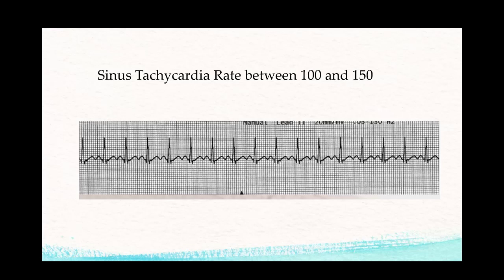Sinus tachycardia. This is when the rate is over 100. And I've told you that the SA node does not like to beat faster than 150. So we'll call it SVT if it's faster than 150. So this is a sinus tach.